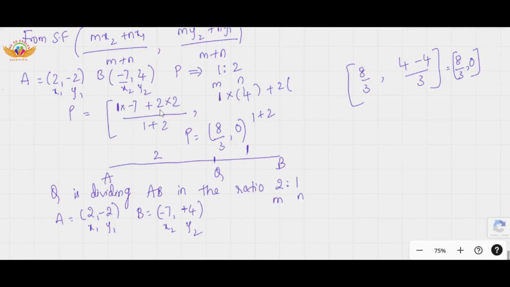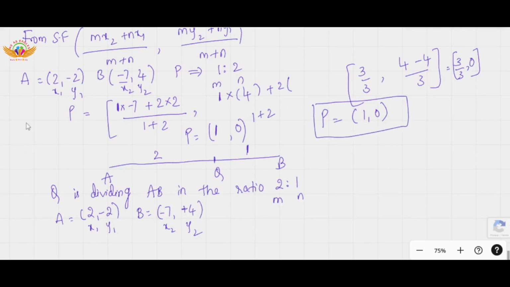In a hurry. Minus 7 plus 2 into x1, which is 2, right? So it becomes minus 7 plus 4. Minus 7 plus 4 is minus 3, no? Let me erase it. So it becomes minus 3 by 3, that is minus 1. Comma 0. So the point P is 1 comma 0. We got this, the point P.